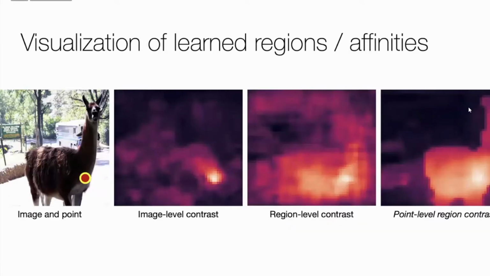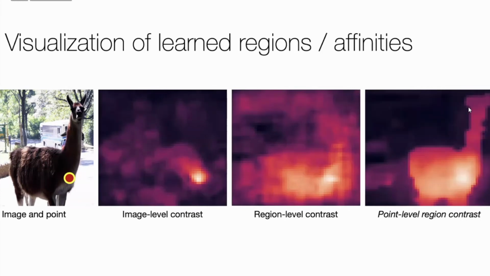So here are some visualizations of the learned regions and affinities. What we do is, given an image, we randomly sample a point, then compute the similarities of all the features to the feature from that point, and show it here. We compared three methods. One is image level contrast, just treating each image as its own class. One is region level contrast, treating each region as a class. And then our point level region contrast. You can see that for image level contrast, it's only looking at very local areas around the point. Region level contrast is better, but our point level region contrast shows better similarities or affinities.